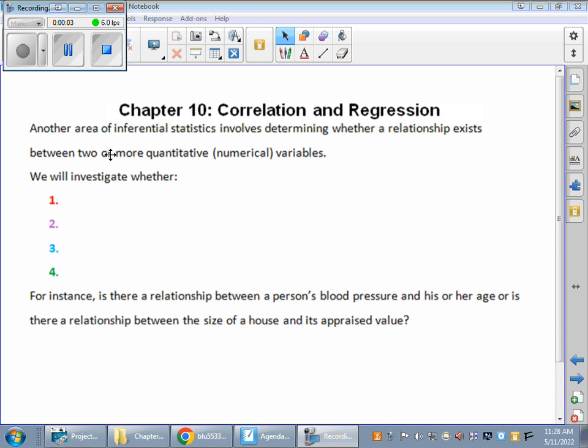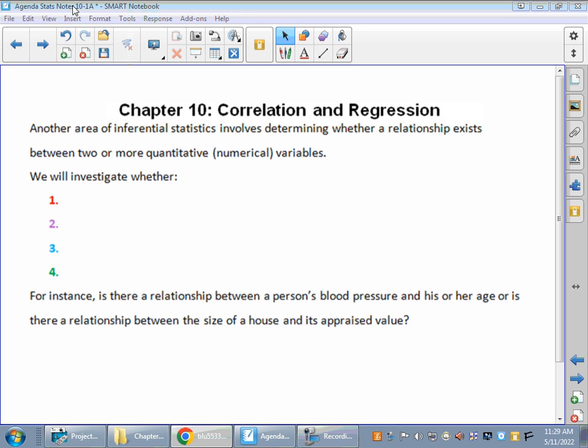Hi, stat students. Let's move right into Chapter 10, Correlation and Regression. We're just going to get to the first couple of sections in this chapter, and this is some review, some new stuff. You've done some of this way back in probably 6th grade or something when we talked about scatter plots. So bear with me. It kind of combines old information and puts it into this context.